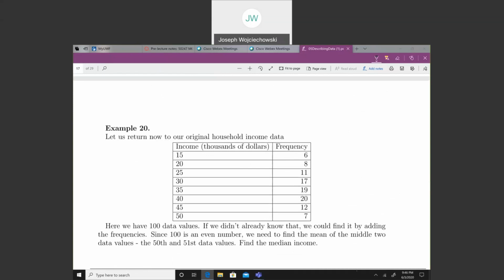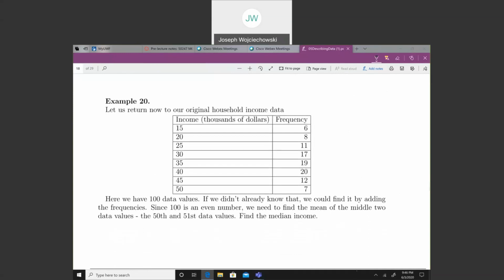Okay, now this one gets a little more difficult. So we'll go back to our original household income data. We have our 100 data values. Since 100 is an even number, we need to find the mean of the two middle data values, the 50th and 51st value, to find the median income. So here's how we do this with the frequency table.